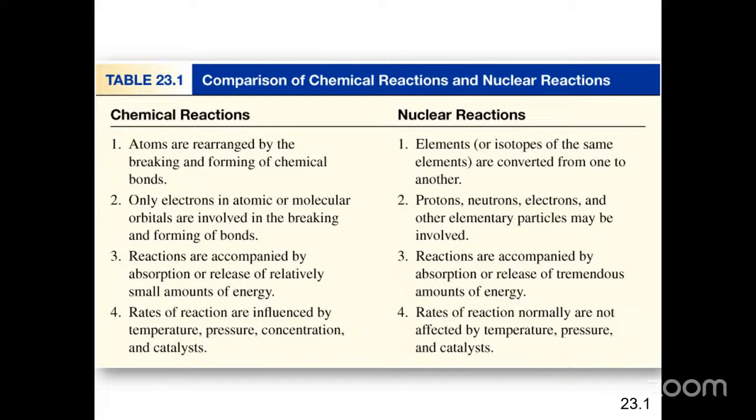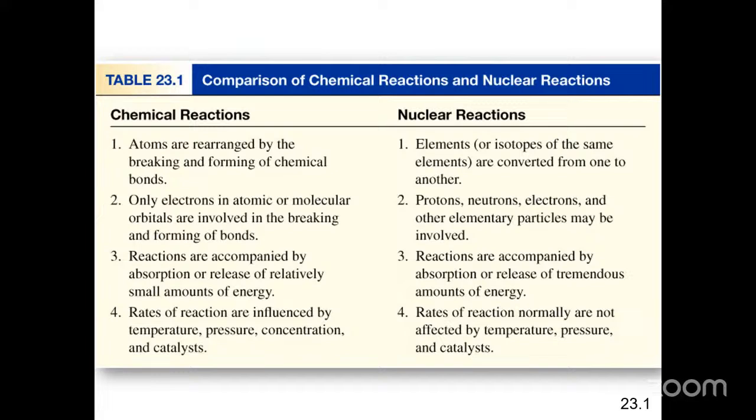But when you compare that to nuclear reactions, that's not the case, right? It doesn't matter what you do to the temperature. There's no such thing, as far as I know, as a catalyst for a nuclear reaction. Pretty much nothing will affect the rate of a nuclear reaction compared to a chemical reaction, all right? So basically, those are the four differences between nuclear and chemical reactions.